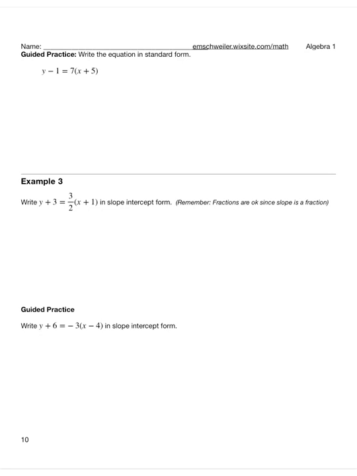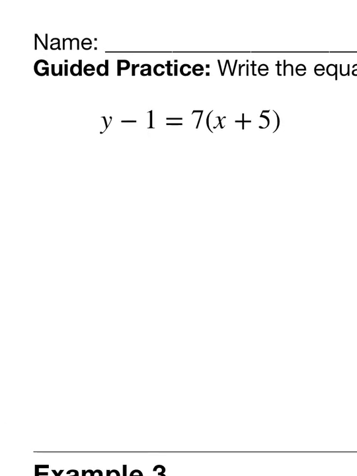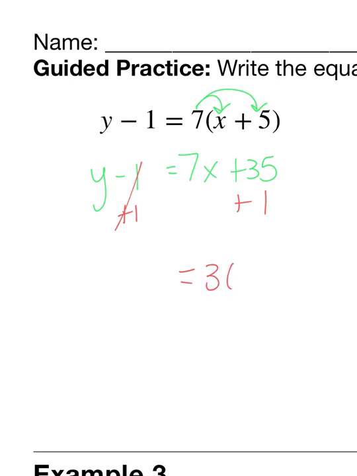Okay, in this guided practice problem, there's not a fraction, so we can go right to just distributing. So 7x plus 35. And then y minus 1 is on the other side. That didn't change yet. But I will move this 1 because that's our c term. And our c term is going to be a 36. And then I'm going to move this 7x to be on the other side.